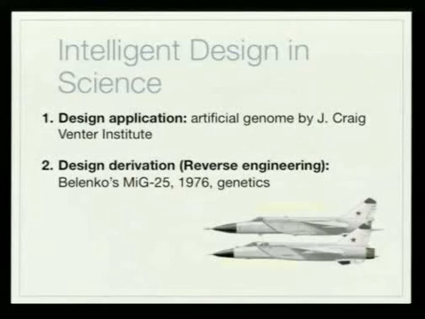The second major area where intelligent design is involved in science is design derivation or reverse engineering. In 1976, the free world did not have access to the new MiG-25, the state-of-the-art Russian fighter, until Sergeant Belenko defected and flew his MiG-25 into Japan and landed at an airfield there. The next step was to very carefully dismantle that MiG-25 to figure out how it was built, how it worked.